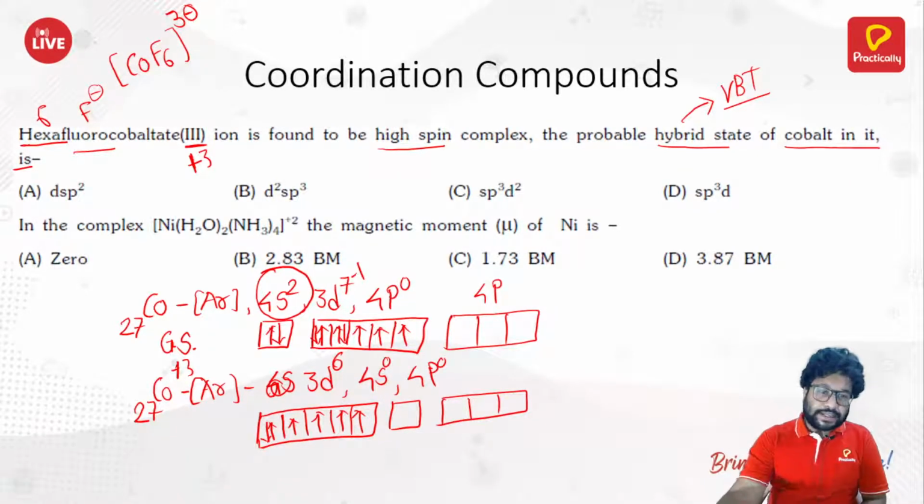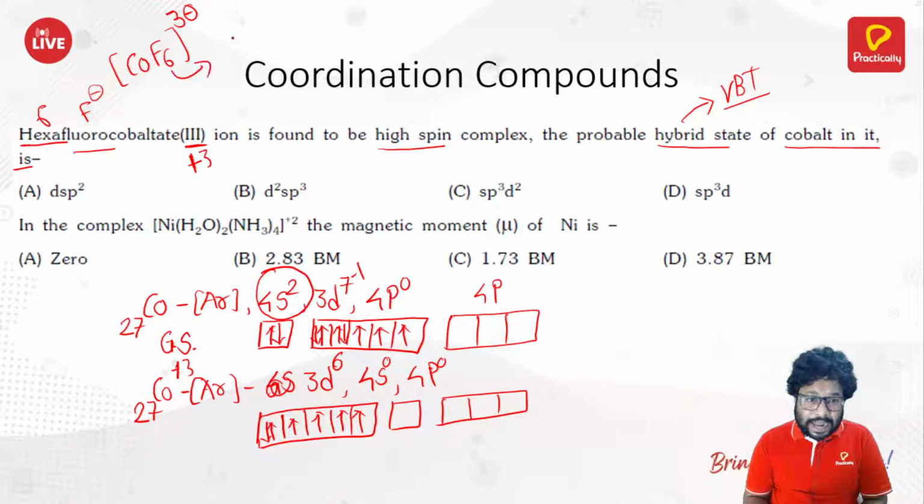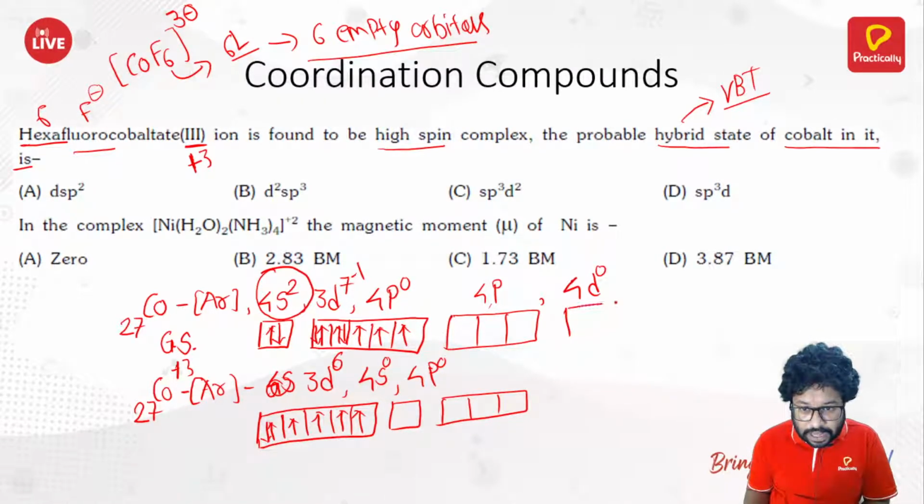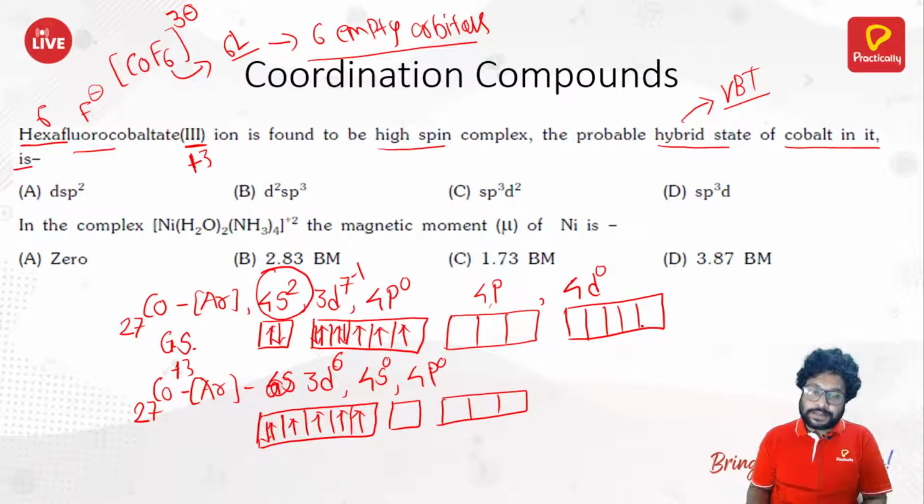So basically you have 4 empty orbitals. As far as the ligands are concerned, there are 6 ligands, and for 6 ligands you should have 6 empty orbitals. Now, after 4p, there's one more orbital which I did not mention earlier, the 4d0, which again has 5 empty d orbitals.